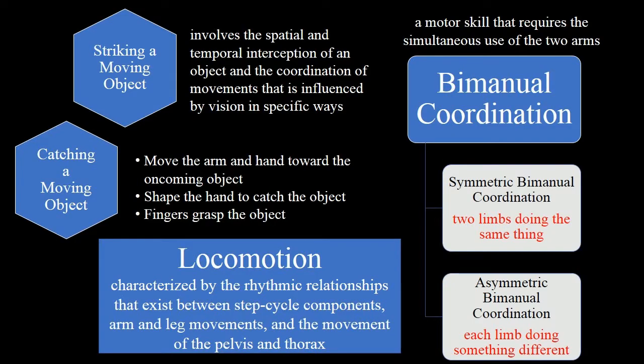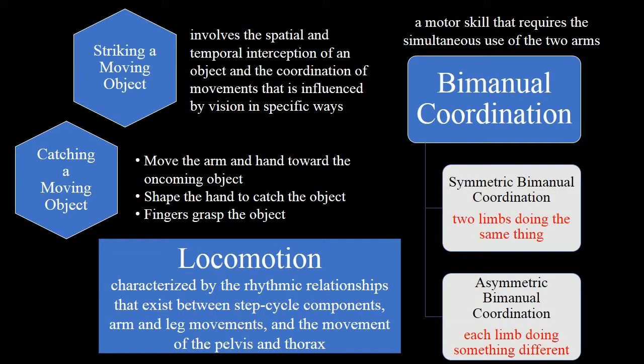Catching a moving object versus striking a moving object. Catching a moving object occurs in three phases. To catch an object, the person must first move the arm and hand toward the oncoming object. Then, he or she must shape the hand to catch the object. In the last phase, the fingers must grasp the object.